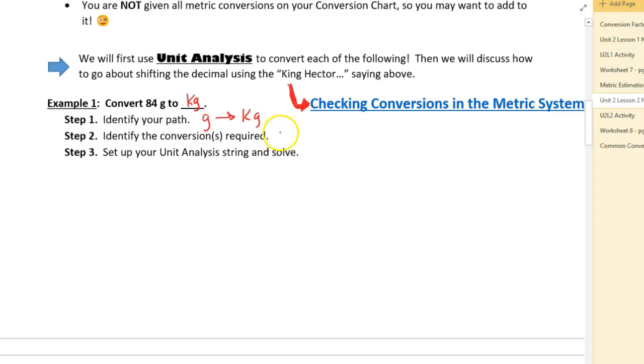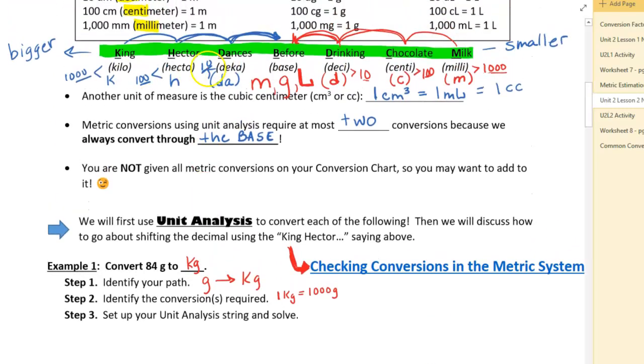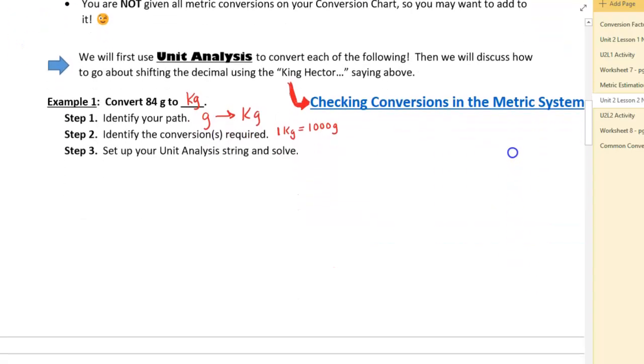The conversion factor, remember, a kilogram is bigger than a gram, so it's going to take more grams to give you 1 kilogram. So 1,000 grams is equal to 1 kilogram. And remember, if you're using this King-Hector to remember that, kilo is 3 steps away from the base, so it has 3 zeros. So that's where 1,000 comes from.